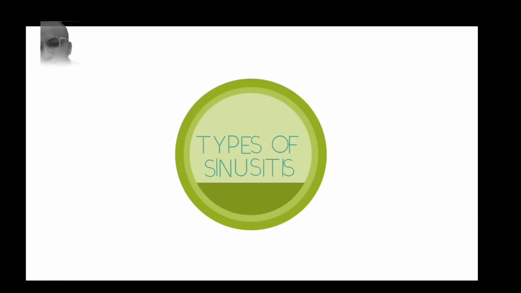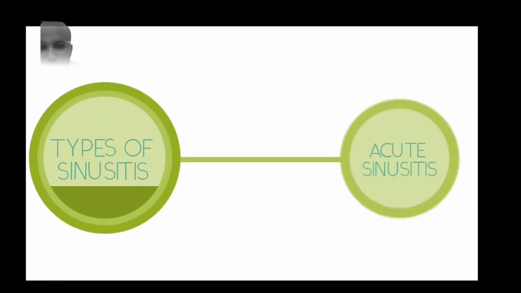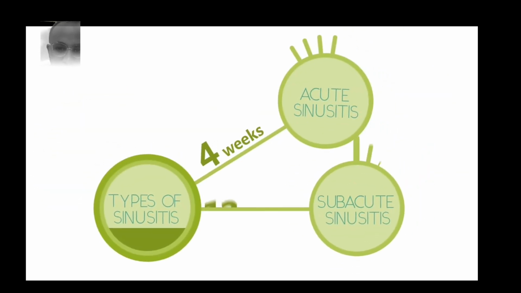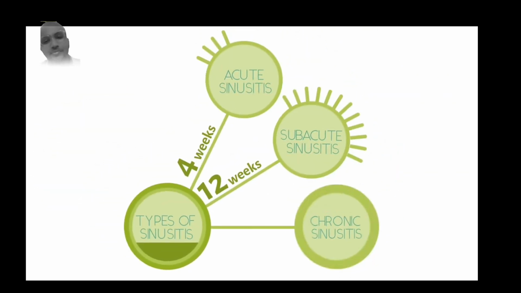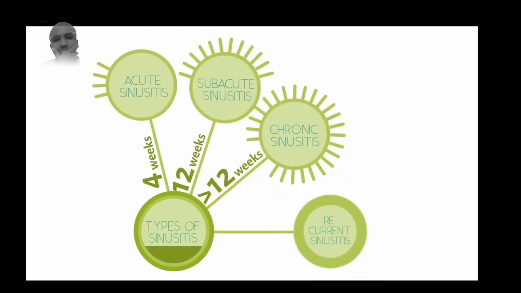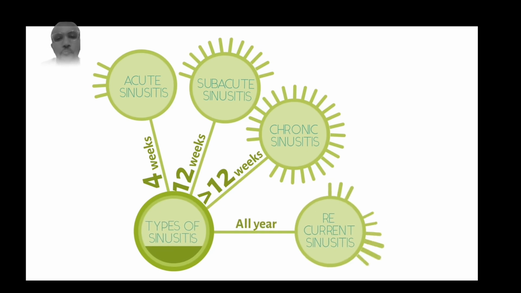So what are the types of sinusitis? There is acute sinusitis, less than 4 weeks, subacute sinusitis, from 4 up to 12 weeks, chronic sinusitis, greater than 12 weeks, and the last one is recurrent sinusitis, which occurs repeatedly over the year. So those are the types of sinusitis.